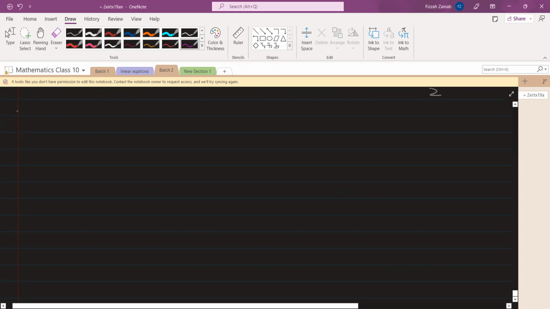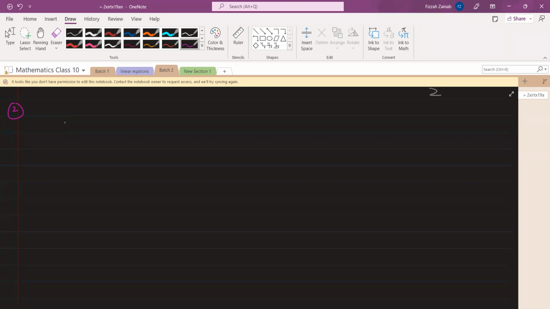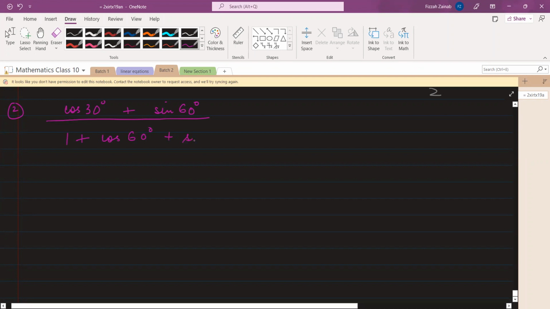Okay, now everyone will solve it very quickly. This is again this question. Now find the value of this. Cos of 30 degree plus sine of 60 degree divided by 1 plus cos of 60 degree plus sine of 30 degree. Now please put the values and solve it quickly, very quickly.